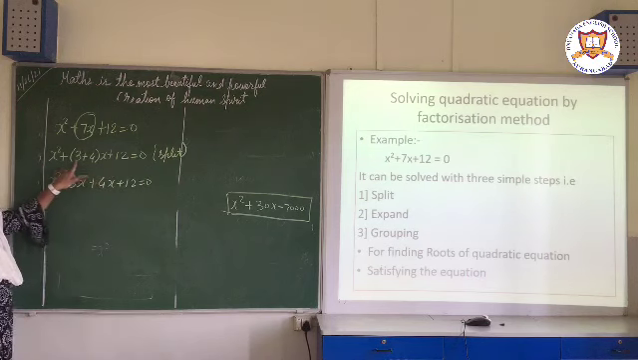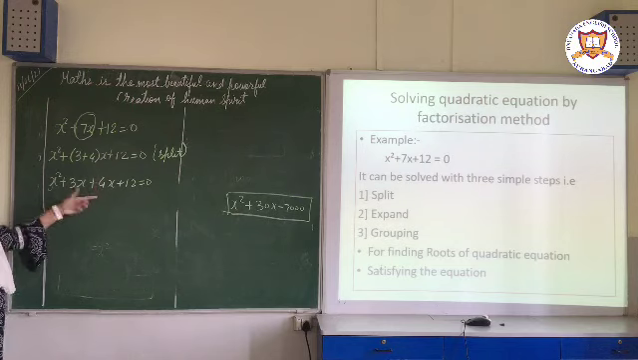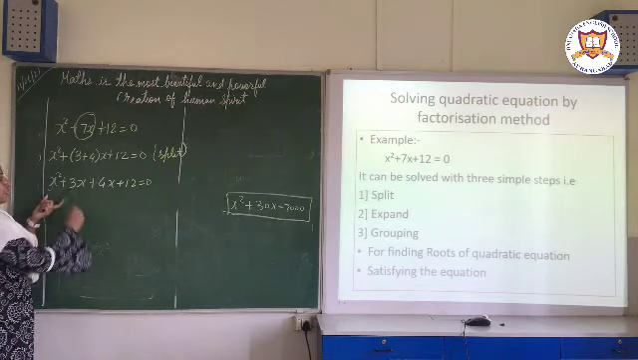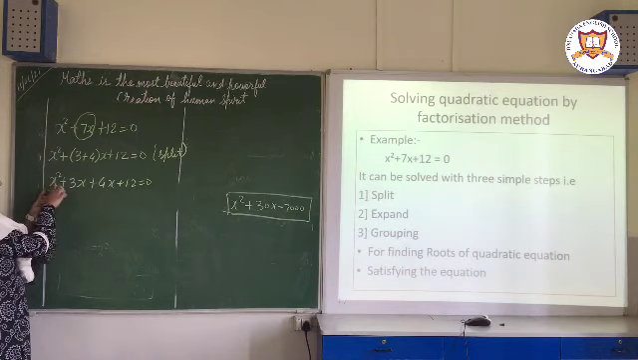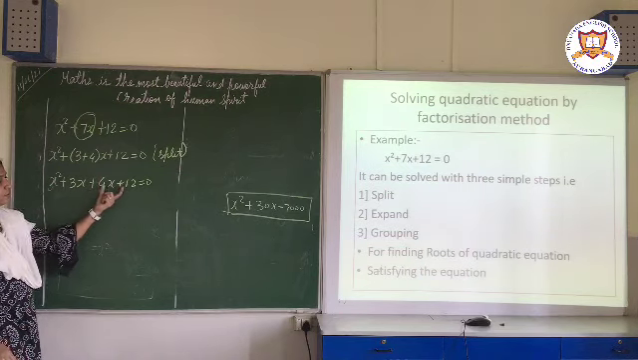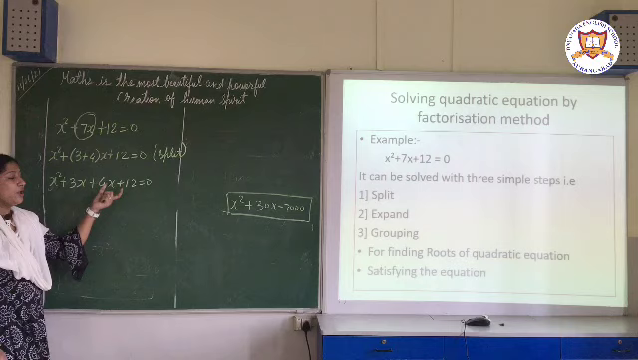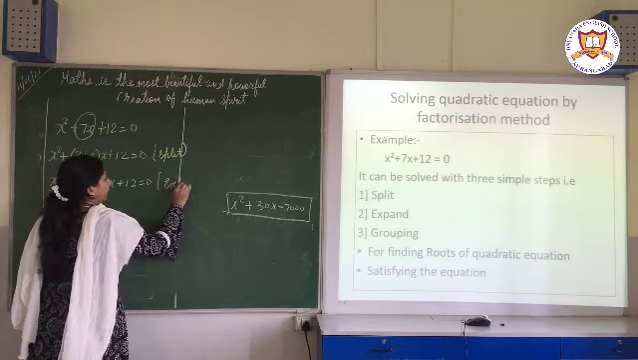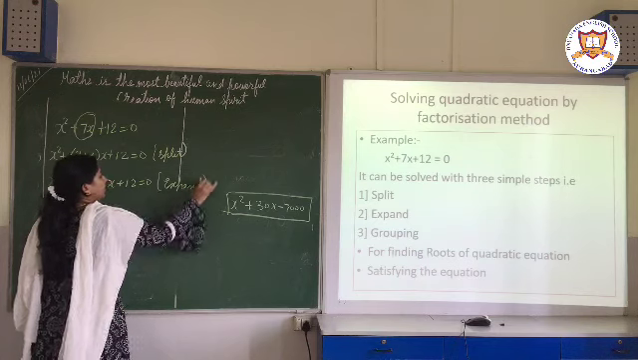As you know, x multiplied by 3 is 3x, multiplied by 4 is 4x, and 3x plus 4x gives you 7x. So, here if you see, it is x square plus 3x plus 4x plus 12 is equal to 0. Now, what is this step called? This is called expanding.